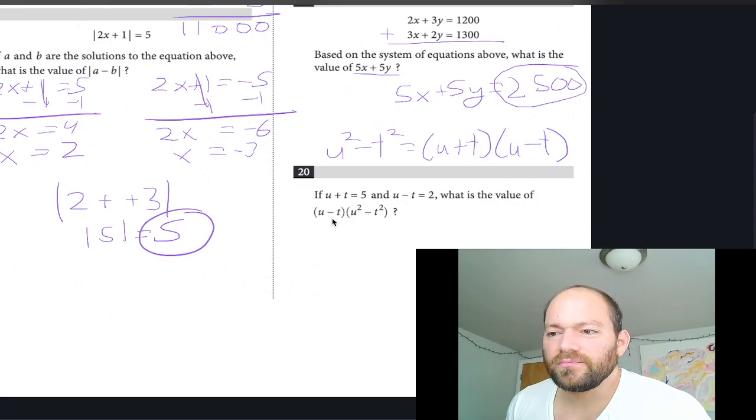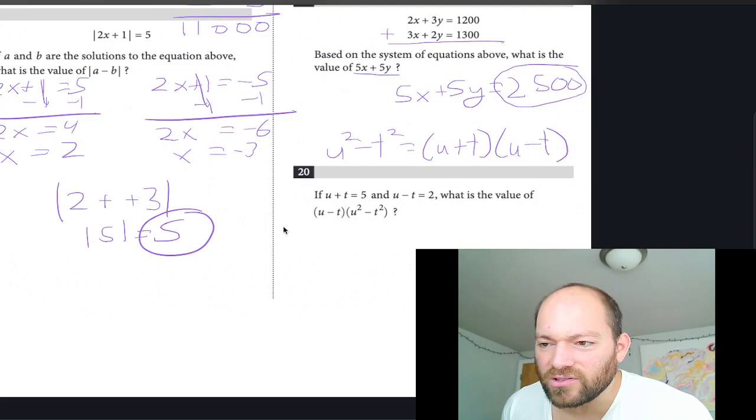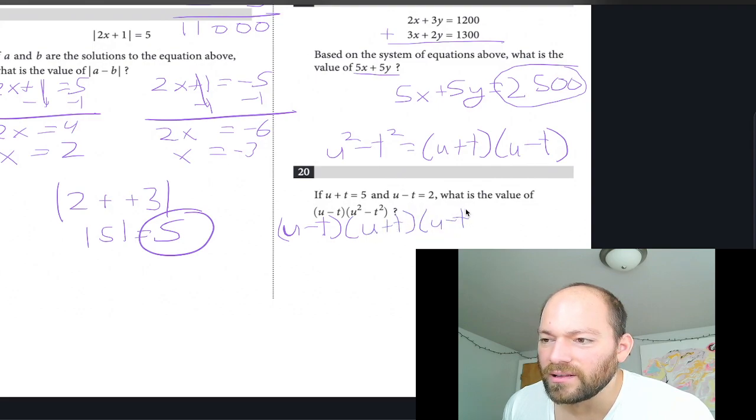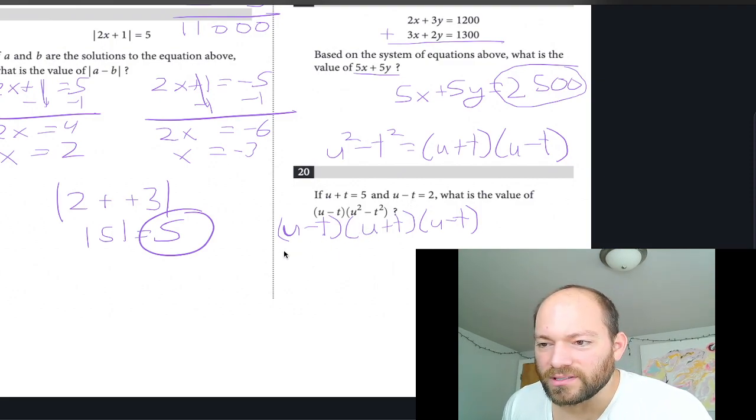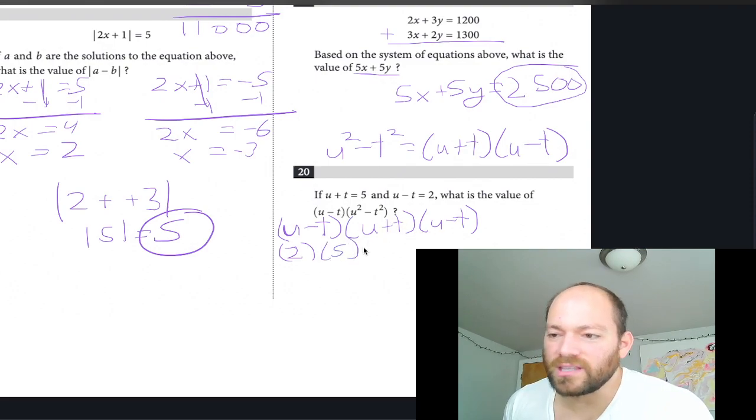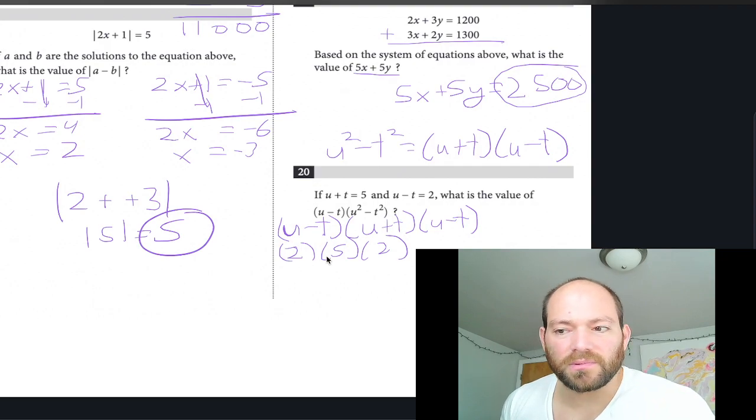So u minus t times u squared minus t squared, that's just like saying u minus t times u plus t times u minus t. Just the same thing. So let's see here. u minus t, they told us is 2. u plus t, they told us is 5. And u minus t, once again, they told us is 2. So 2 times 5 is 10. 10 times 2 is 20. The answer is 20.